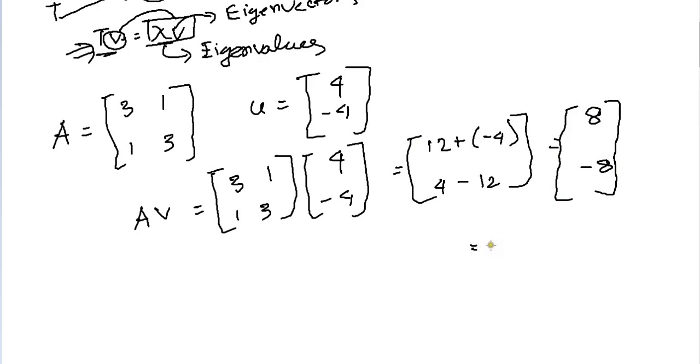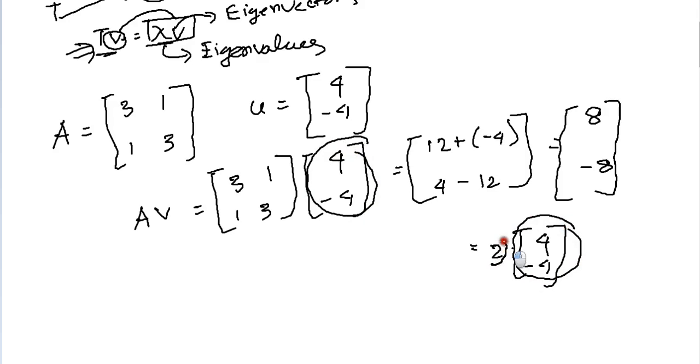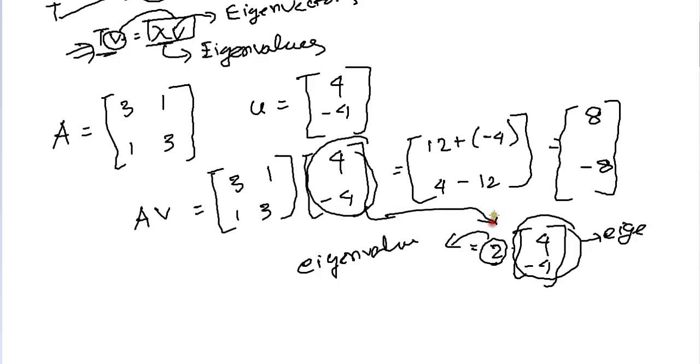We can write this in the following format: 2 times (4, -4). See here, the (4, -4) is exactly the same as the original (4, -4), and 2 is the eigenvalue here. This is the eigenvalue, and this is the eigenvector.